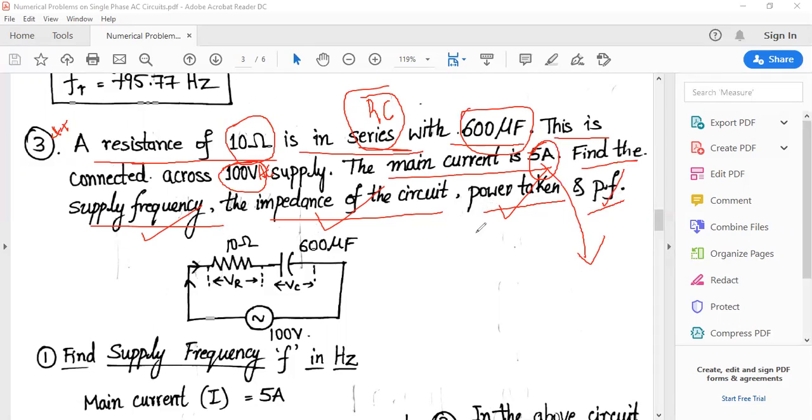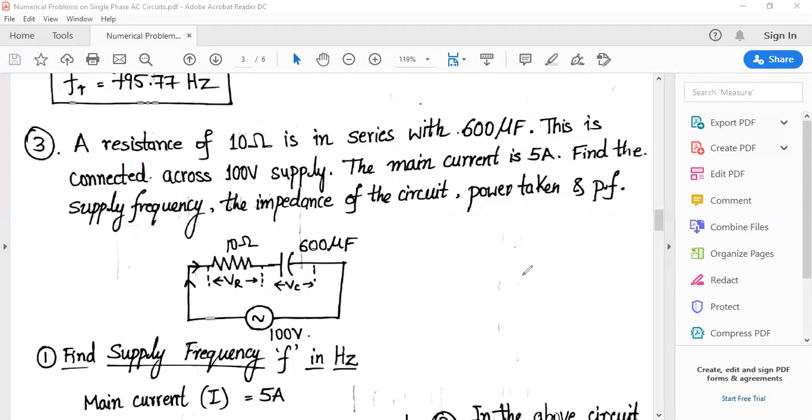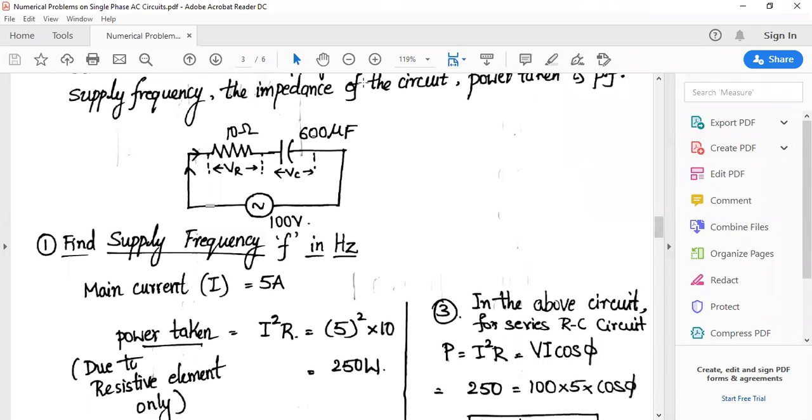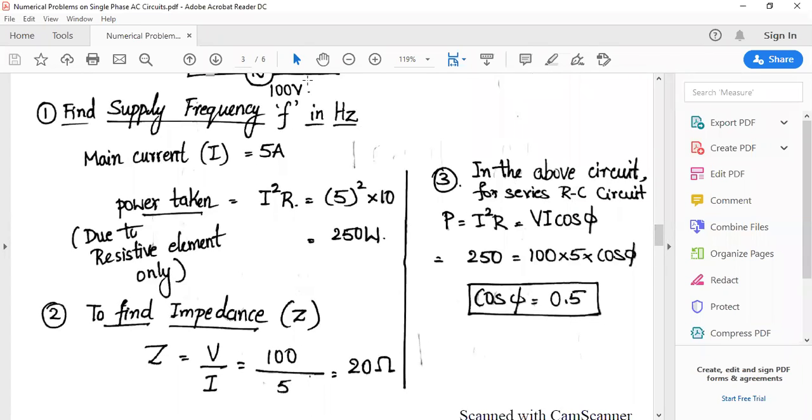Power factor and power taken. I'll tell you the equation: P equals VI cos phi. Next, what we can generally come across is to draw the given circuit diagram: 10 ohm and 600 microfarad, with a 100 volt supply. The supply frequency in hertz is mentioned here.